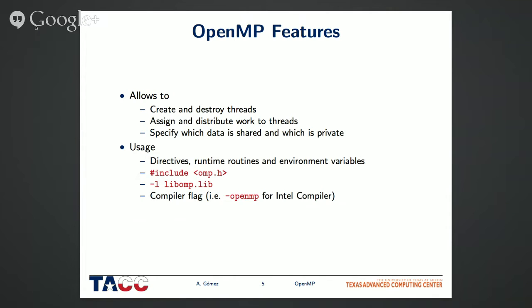In order to use OpenMP, we can use directives, runtime routines, and environment variables. All we have to do, for example, in this case for C, is to include the omp.h header file. This is for Fortran, and also we have to pass an extra flag to the compiler, which in the case of Intel is -openmp. Otherwise, the compiler will complain. If you have GCC, the flag is -fopenmp.